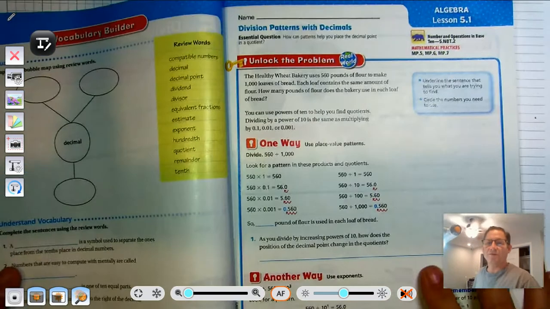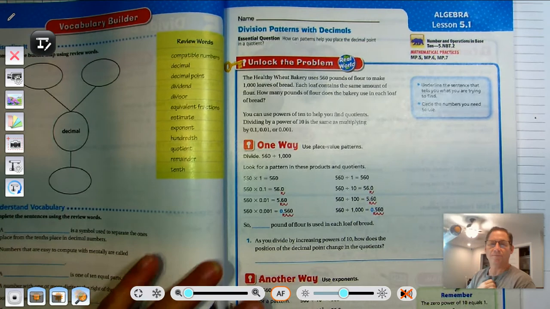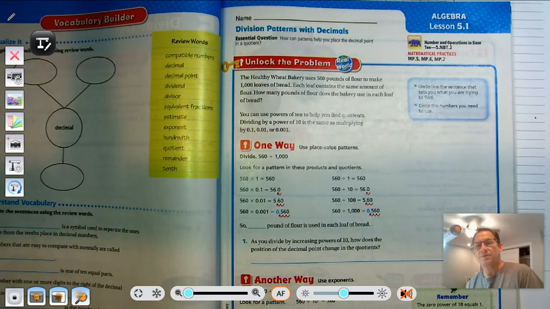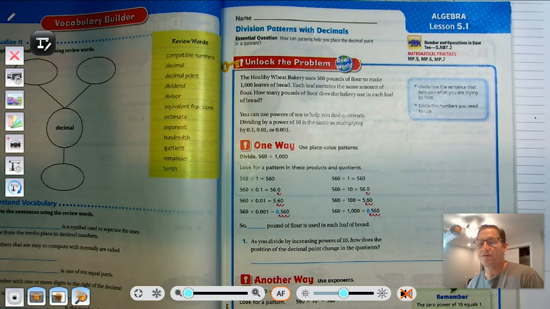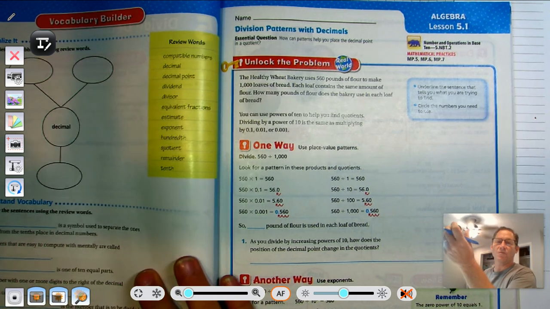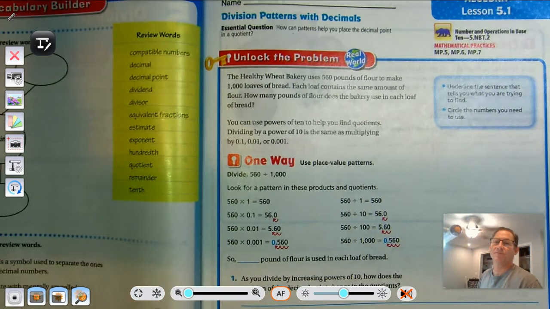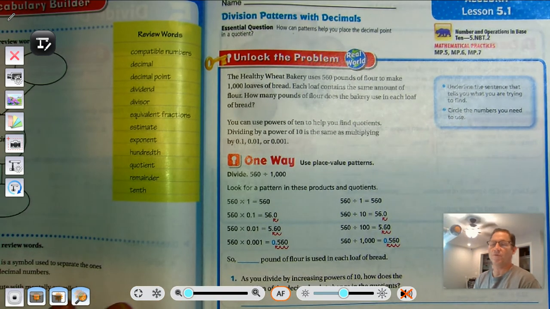Hello, everybody. So today we're going to continue with our fifth grade material, and today we're talking about division patterns with decimals. We're on page 209 of the fifth grade Go Math textbook. And so our essential question is, how can pictures help you place the decimal point in a quotient?